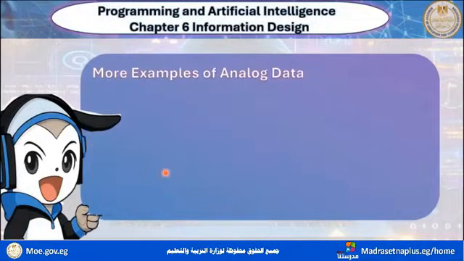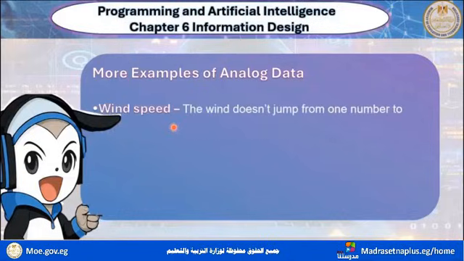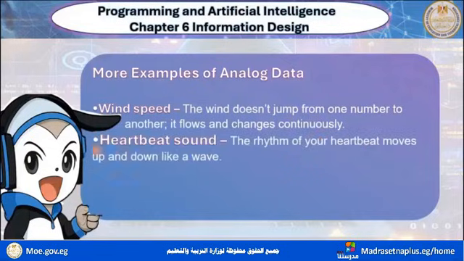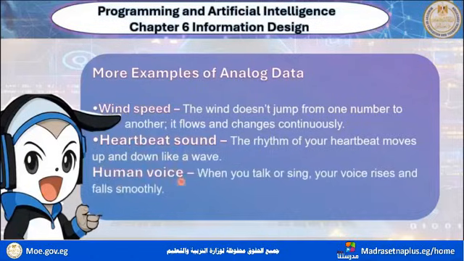And now we have more examples of analog data. Wind speed. The wind doesn't jump from one number to another. It flows and changes continuously. Heartbeat sound. The rhythm of your heartbeat moves up and down like a wave. Human voice. When you talk or sing, your voice rises and falls smoothly.